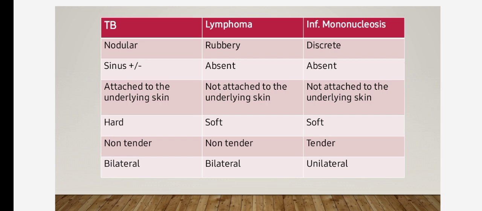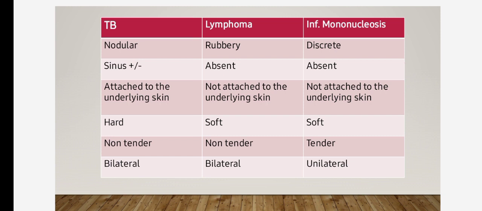They have a nodular feel. While in case of lymphoma, they are rubbery in nature, non-tender, with no skin changes. They mostly have multiple areas of involvement, and the patient is also non-toxic. While in case of infectious mononucleosis, the lymph nodes are discrete, tender, unilateral, and splenomegaly can be present. In most cases the patient is febrile, toxic, having oral findings of oral ulcer and pharyngitis.